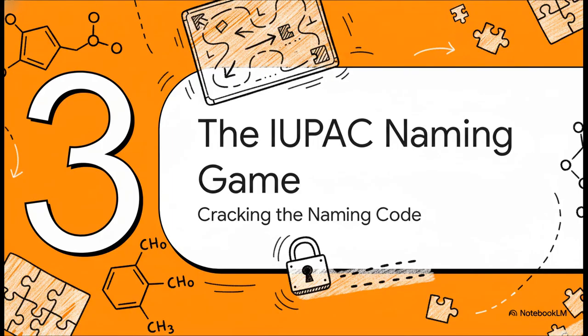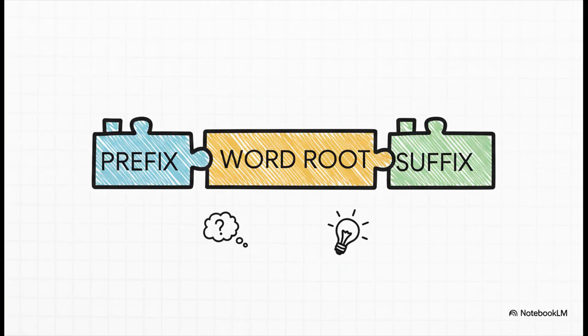Okay, we know how to draw them, now let's learn how to name them. To avoid confusion, chemists all over the world agreed on one system for naming compounds. It's called the IUPAC system. Think of it like a game with a few simple rules, not some big, scary textbook chapter. And the magic formula for winning this naming game is right here.